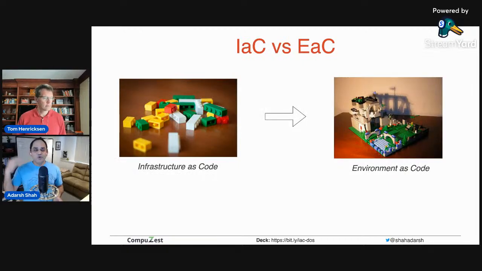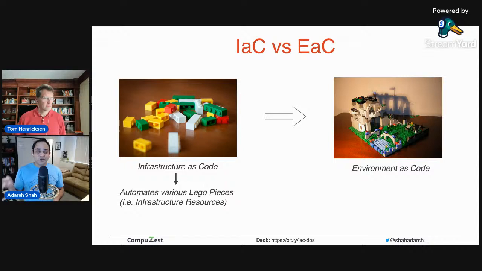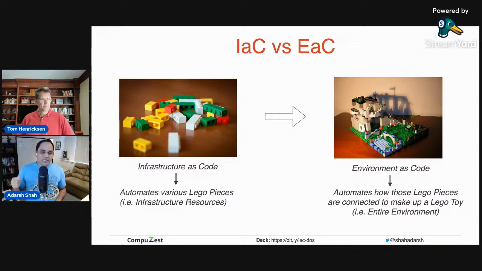If you look at the difference between environment as code and infrastructure as code, I would say infrastructure as code automates your various Lego pieces, so your infrastructure resources, or maybe a group of them. Let's say your networking is a group of resources, your platform layer or your database is separate. You can automate those things with infrastructure as code. What environment as code does is automate how those various Lego pieces are connected to make up a Lego toy, so your entire environment. That's the difference between those.